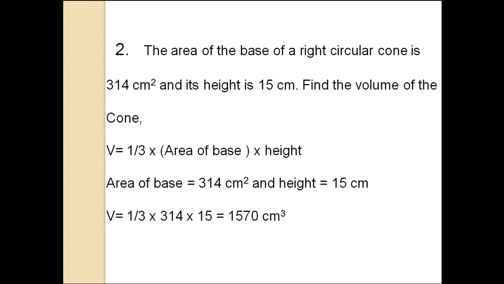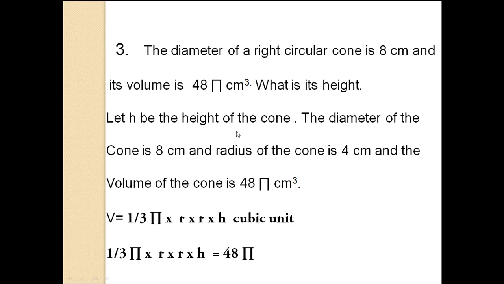Second question. The area of the base of a right circular cone is 314 centimeter square and its height is 15 centimeter. Find the volume of the cone. Volume V equals 1 by 3 into area of base into height. Area of base is given and height is given, so directly you can apply: area of base is 314 centimeter square and height is 15 centimeter. So volume V equals 1 by 3 into 314 into 15, that is 1570 centimeter cube.